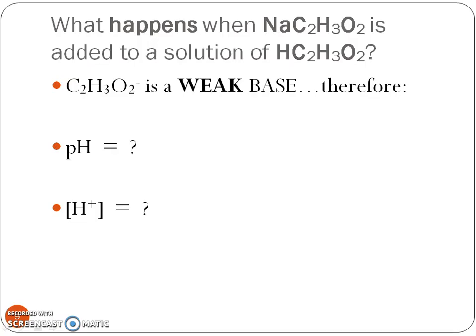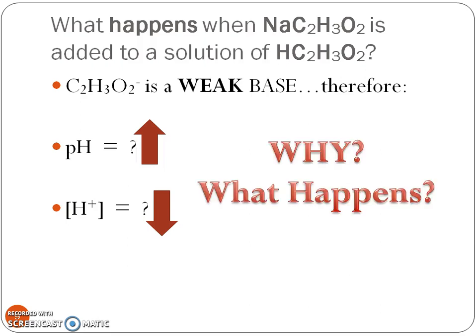So what happens when NaC2H3O2 is added to a solution of HC2H3O2? Well, this acetate ion is going to be your weak base. Therefore, what's going to happen to the pH? Well, that's going to increase, meaning that our H plus concentration is going to decrease. Well, why? What happens? What's going on here?